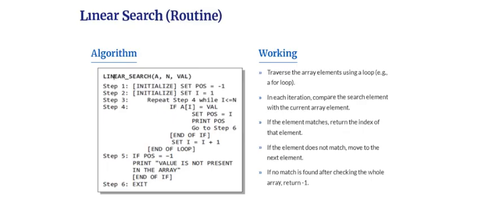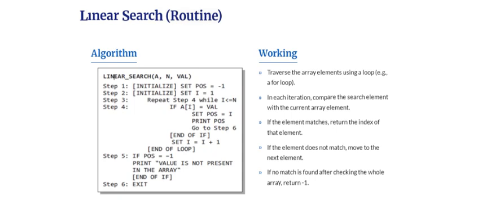Here we can see the algorithm and the working procedure of linear search. In the working procedure, it traverses the array elements using a loop from the left. In each iteration it compares the search element with the current element, and if the element matches, it returns the index of that element. If the element does not match, it moves to the next element. If there is no match at all, finally it returns -1, indicating that there is no such value.